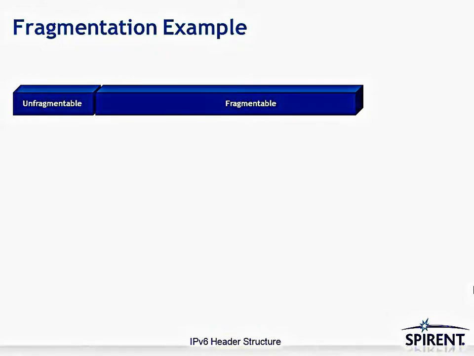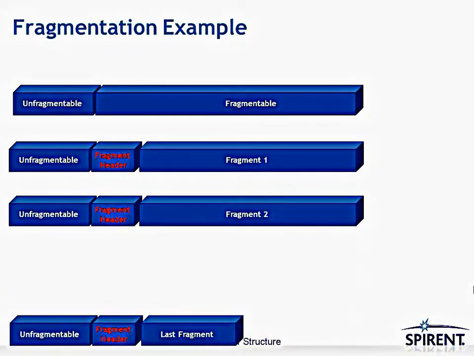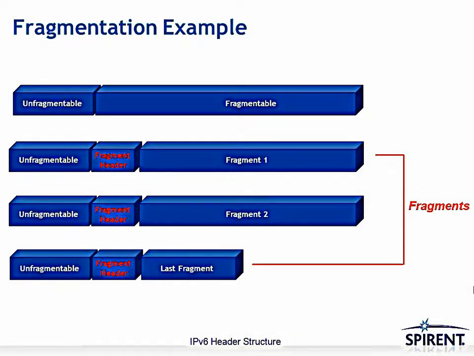So as an example of fragmentation, you have the unfragmentable part, and that would be the IPv6 header. And then you have the fragmentable part, which would be all the other data that was following. As you can see, the fragmentable part can be broken up, and then the fragment extension header would be inserted in between, and using the fields such as the ID and the offset, it would know which fragment is which in terms of fragment 1, fragment 2, and then using the flag bit, it would know when the last fragment arrived.